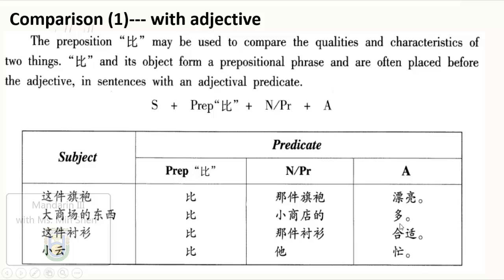Or actually many is an adjective. 合适, you can understand it as fits well, or as suitable, because it's an adjective in the Chinese language. And busy, busier, right? 小云比他忙. 小云 is busier than him.